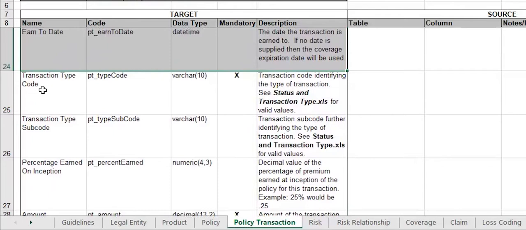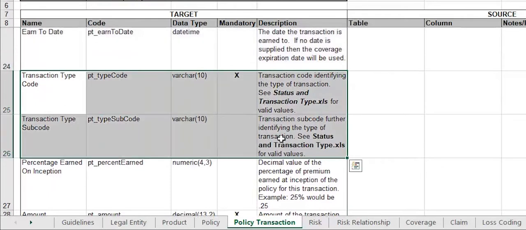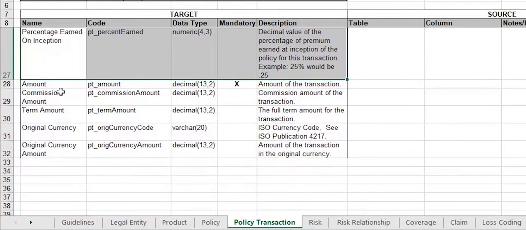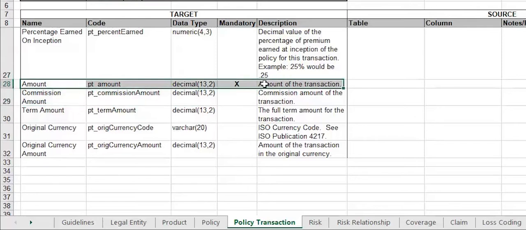Continuing down the Policy Transaction tab to rows 25 and 26, the Transaction Type Code and the Transaction Type Subcode come from the Status and Transaction Type spreadsheet, which we will cover in a separate video. Row 27, Percentage Earned on Inception, would generally be blank unless the policy is partially or fully earned at inception. Next, in row 28, we have the transaction amount. This would be the premium or tax on your policy fee.